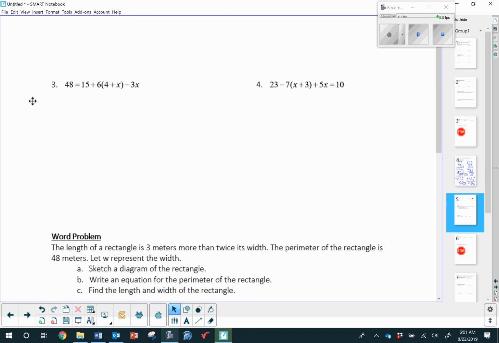So I have 48. Again, I apologize. I'm not sure why my computer keeps doing that. But 48, we're going to keep going if it'll let us.